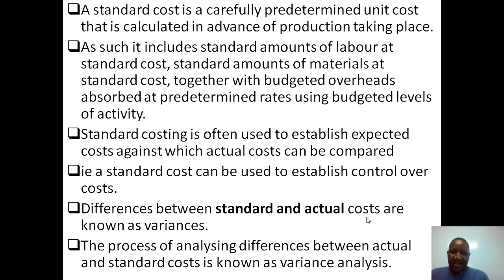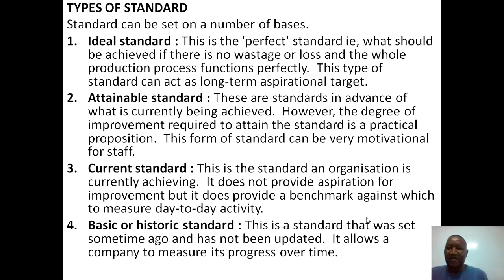Standard costing is often used to establish expected cost against which actual costs can be compared. That is, a standard cost can be used to establish control over cost. The differences between standard and actual cost are what we are calling variances. The process of analyzing these differences between actual and standard costs is known as variance analysis, and that's what we are looking at today.